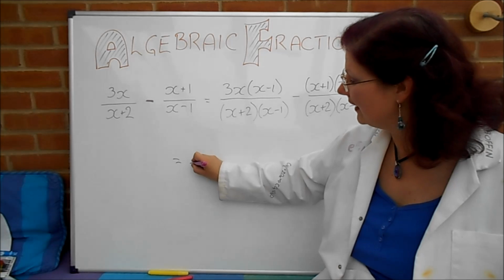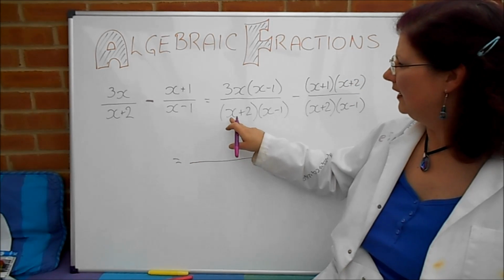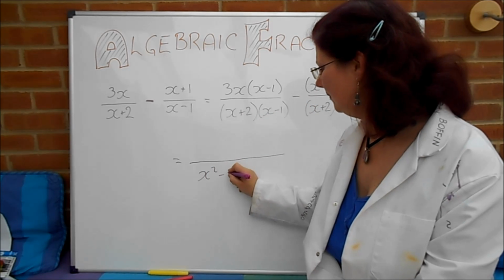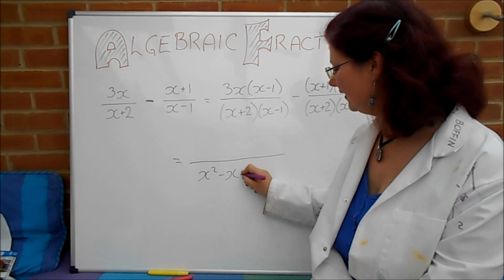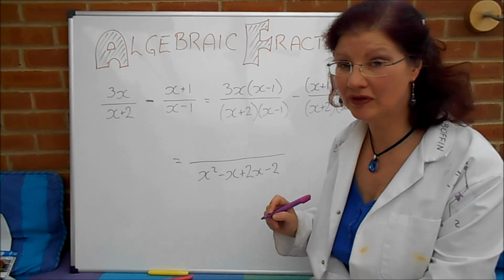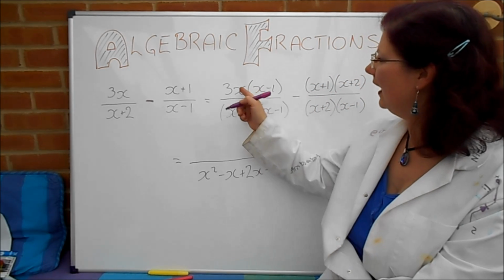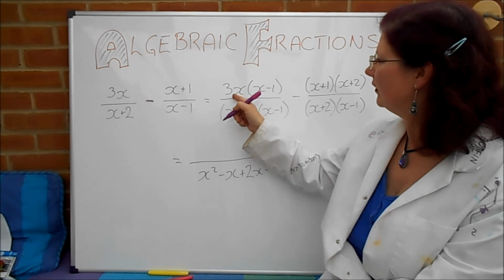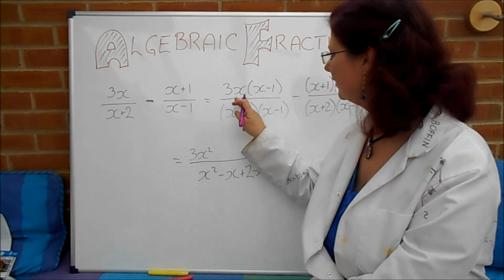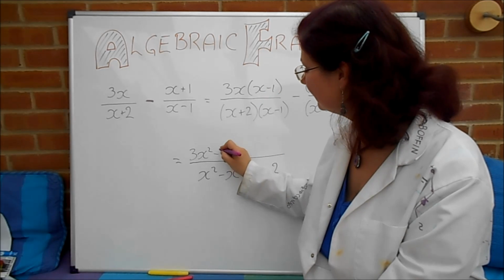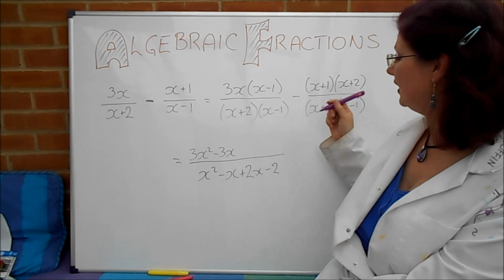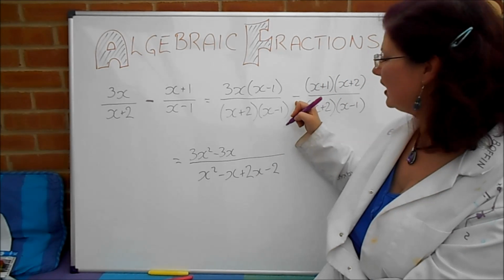I'm going to do the multiplying out. We've got an x times an x squared minus x plus 2x minus 2. Okay, I'm using foil for that there. And then on the tops we've got 3x times x minus 3x, and here's another foil thing. So we've got an x squared. Oh, watch out, this is minus.